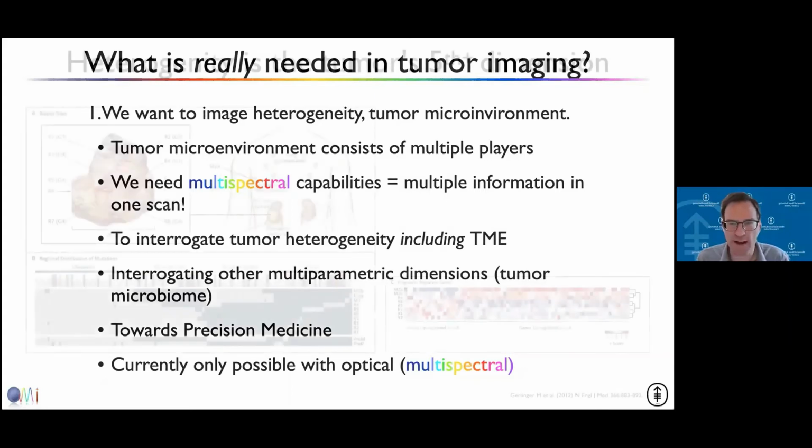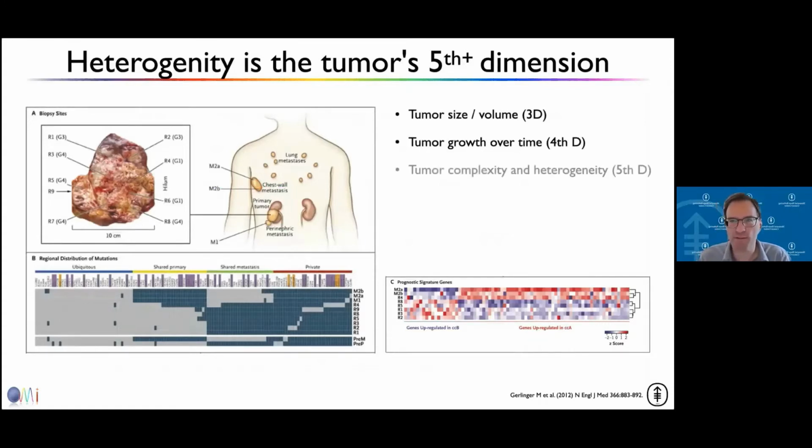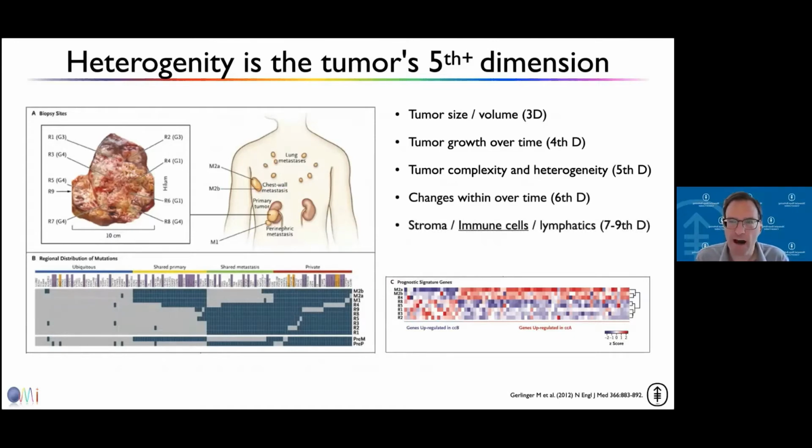You can do multispectral with optical imaging. Just to show the fifth dimension of the tumor: you've got tumor size and volume, that's 3D, that goes over time, which is your fourth dimension, and then the tumor complexity and heterogeneity really is a fifth, if not multiple more dimensions. Then changes in that tumor complexity are yet another dimension. And then you want to look at the stroma. Pancreas cancer is very stroma-rich, for example. As I mentioned, the immune cells and lymphatics play a role. So there are multiple things we want to interrogate.